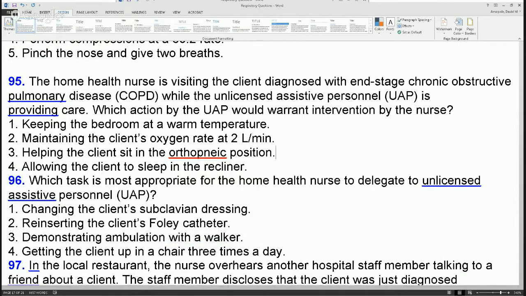All right, Jeff. Home health nurse is visiting the client diagnosed with end-stage COPD while the unlicensed assistant is providing care. Which action by the assistant would warrant intervention by the nurse?